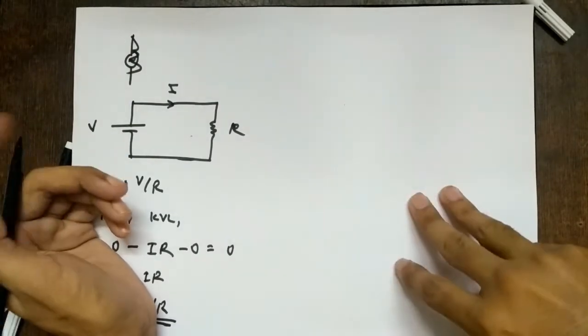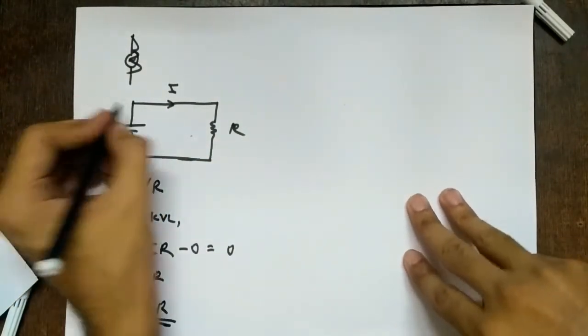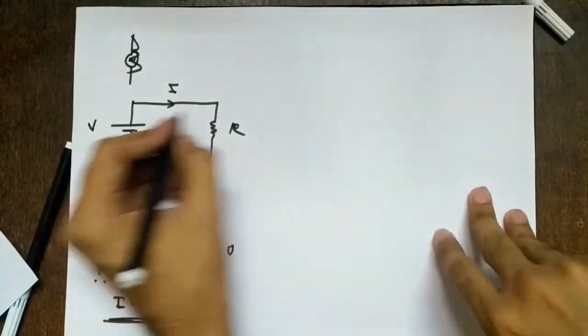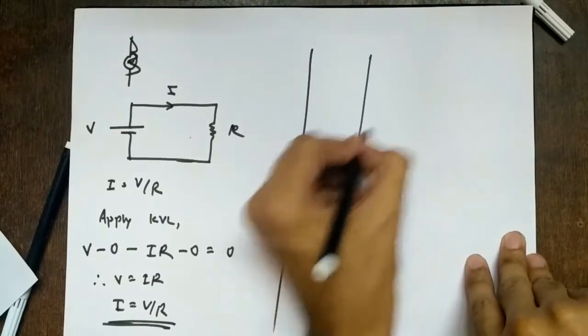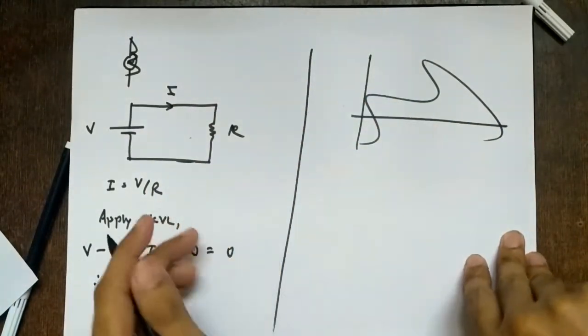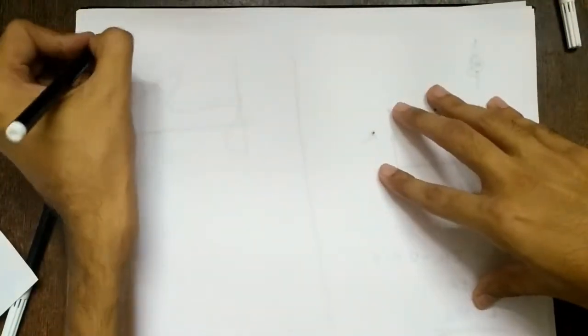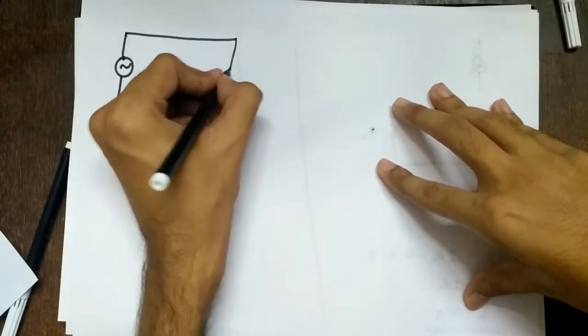So let's say I give you the same circuit, okay? But what I am doing now is using an AC source. So before that, just to avoid confusion, the same thing can be applied to an AC source, right?